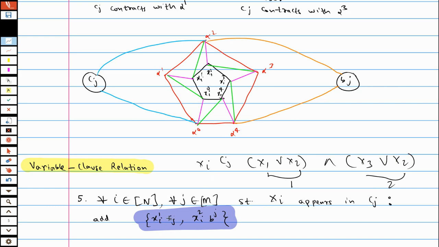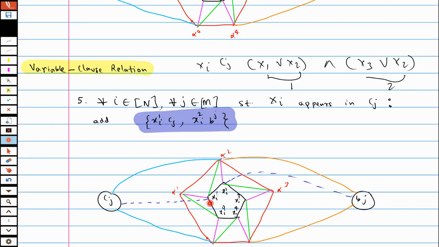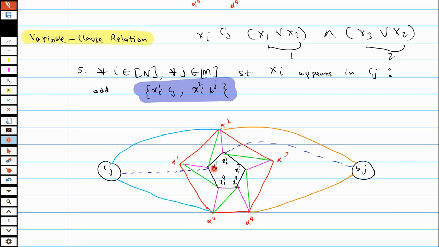Then we add two edges: from xi1 to cj and from xi2 to bj. So for each variable that is there in that clause, we add an edge from cj to xi1 and another edge from xi2 to bj. So if xi is part of any clause cj, we just add the first copy to cj and the second copy to bj.